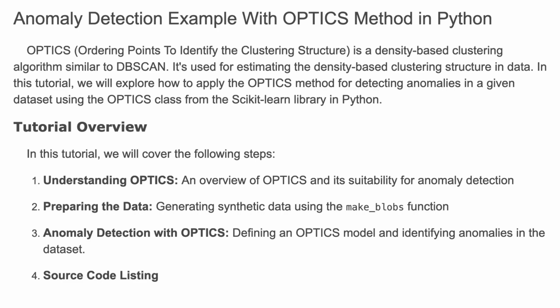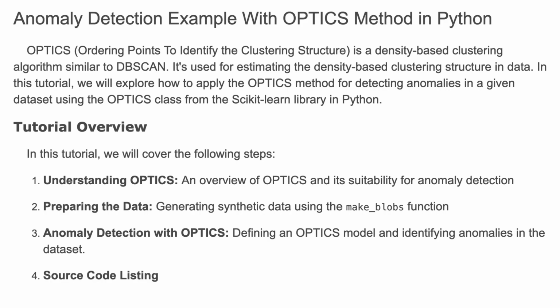In this tutorial I'm going to explain an anomaly detection example with the OPTICS method in Python. Ordering Points To Identify the Clustering Structure is a density-based clustering algorithm similar to DBSCAN. It's used for estimating the density-based clustering structure in data. In this tutorial, we'll briefly explore how to apply the OPTICS method for detecting anomalies in a given dataset using the OPTICS class from the Scikit-learn library in Python.